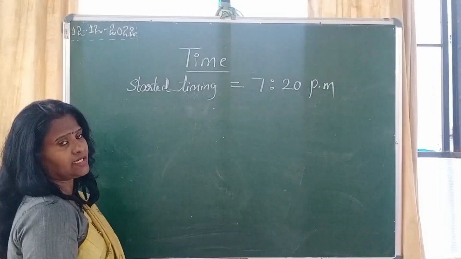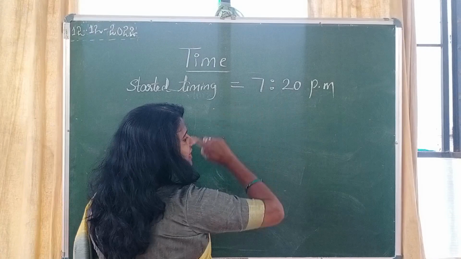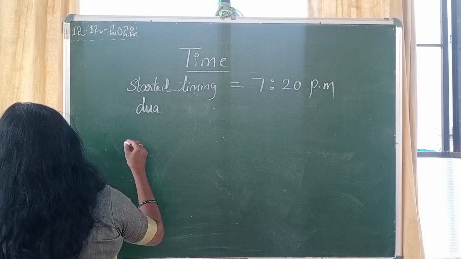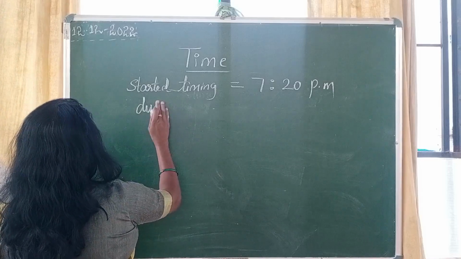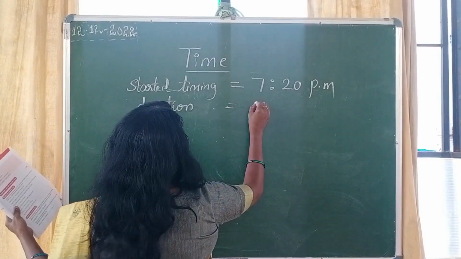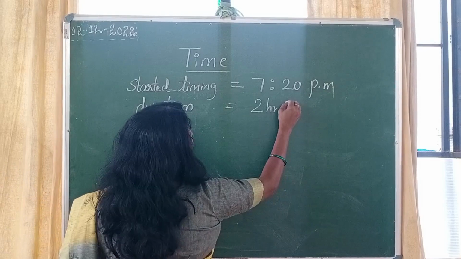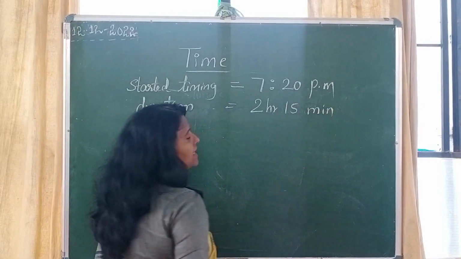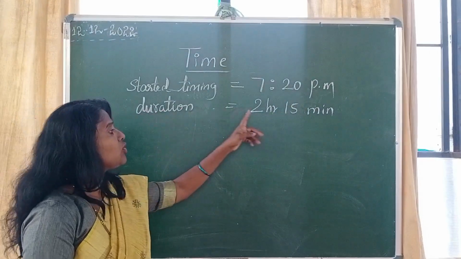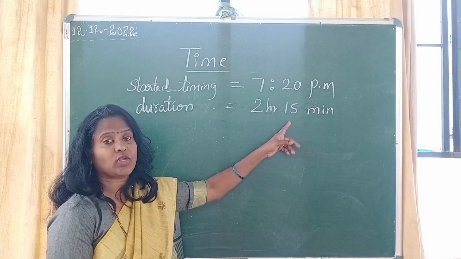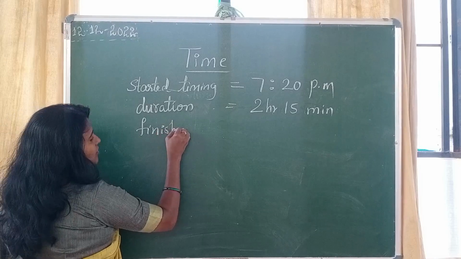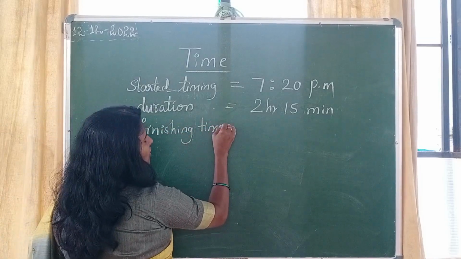So here they are asking finishing time. He started at 7:20 p.m. and the duration, what is the duration of writing a story? Duration is 2 hours 15 minutes he took. He started writing the story at 7:20 p.m. but he took 2 hours 15 minutes to complete that story. Then at what time does he finish? So finishing time you have to find out.